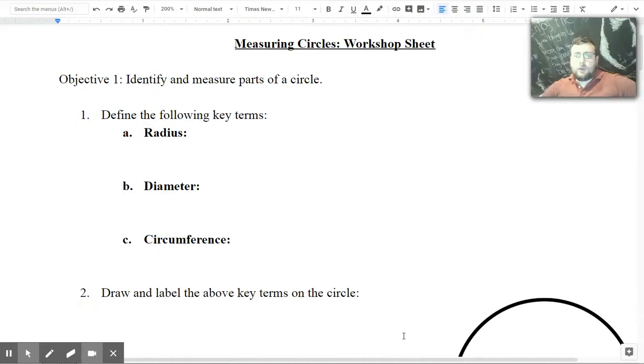Okay, so in this video, I want to go over the workshop sheet for measuring circles and help you guys practice for the kinds of problems that you will see in the power focus area. The first thing you need to be able to do is identify what a radius is. Remember, we talked about this in the last video. That's just a line that connects the center of the circle to its edge.